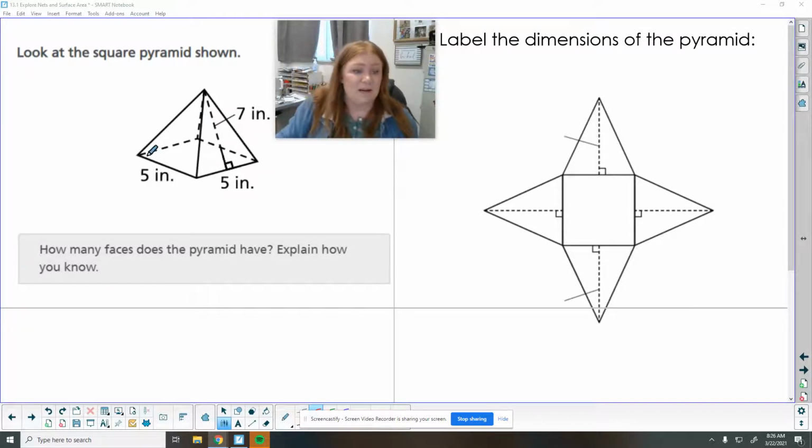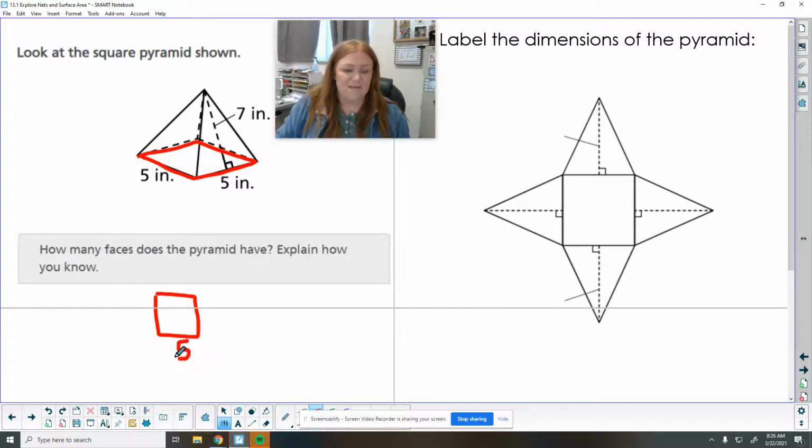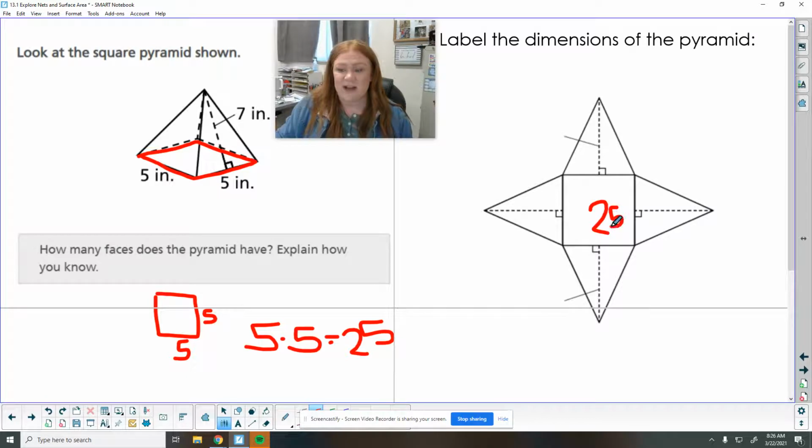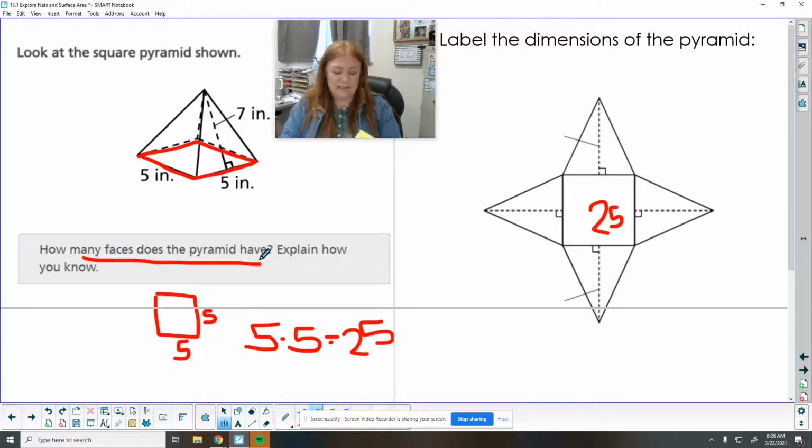So let's look at our pyramid here. So I can see on the bottom, we have this square. So find the square. So this is 5 and this is 5. So 5 times 5 is 25. So we know our square is 25. So how many faces does the pyramid have? So let's think about how many sides the pyramid has. So let's start here. We've got our base, that's a square.